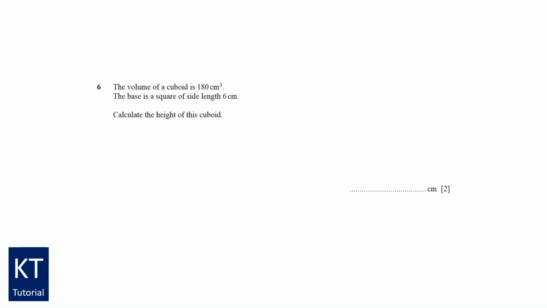Question 6. The volume of a cuboid is 180 cm cubed. The base is a square of side length 6 cm. Calculate the height of this cuboid. The height is simply its volume divided by its base area, which gets us to 5 cm.